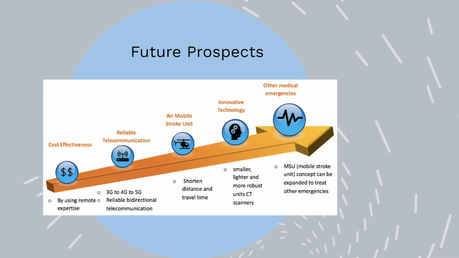Air mobile stroke unit will benefit remote locations by reducing the distance and travel time to stroke center. Innovative technology may allow for smaller and more robust unit CT scanners. And MSU concept can be expanded to treat other medical emergency conditions in underserved areas.